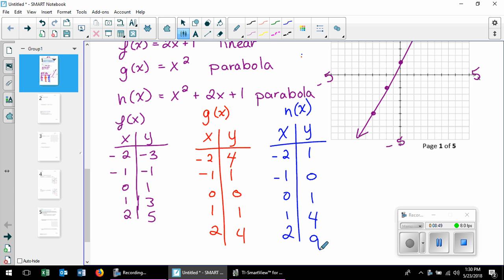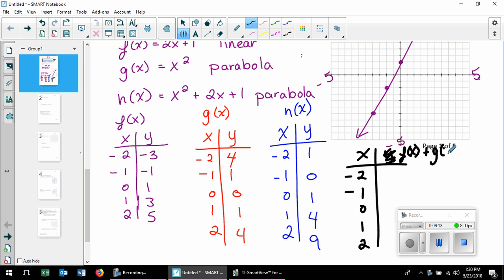If they share the x's, which our table of values do, right? -2 to +2, -2 to +2, right? So for my h of x graph, I could do this. And instead of bringing in y values here, I can take the f of x values and add them to the g of x values. So what is -3 plus 4? What do I get? 1.